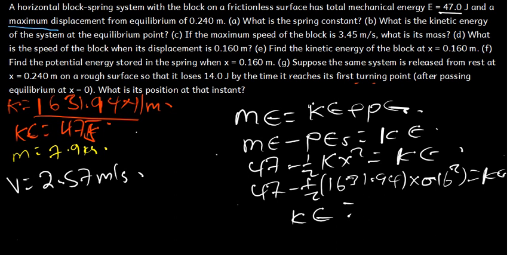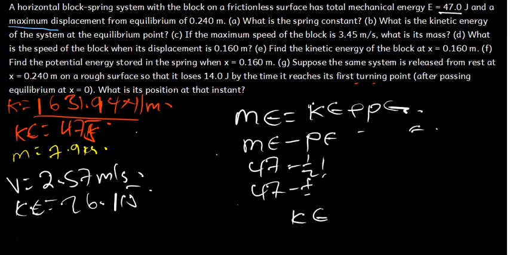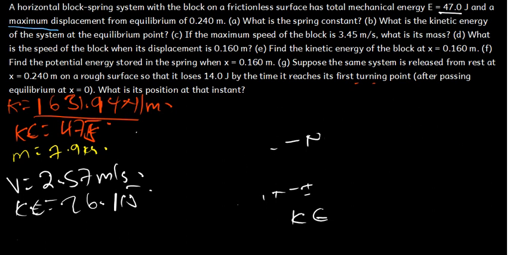Okay, I'm getting my kinetic energy as 26.11, or 26, not 27. 26.11 joules. So that is my kinetic energy. Okay, so we have our kinetic energy as 26.11 joules. Let's go to part F.